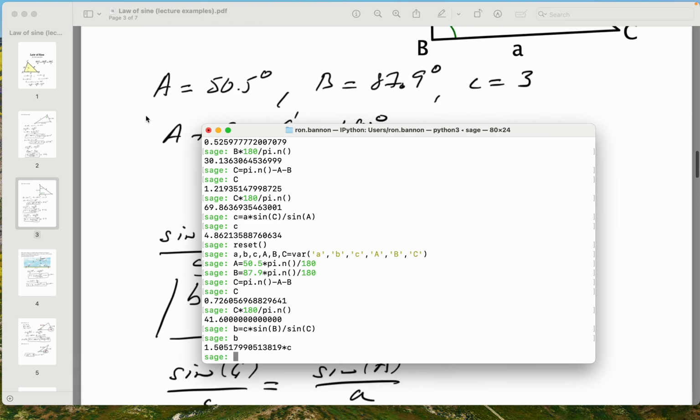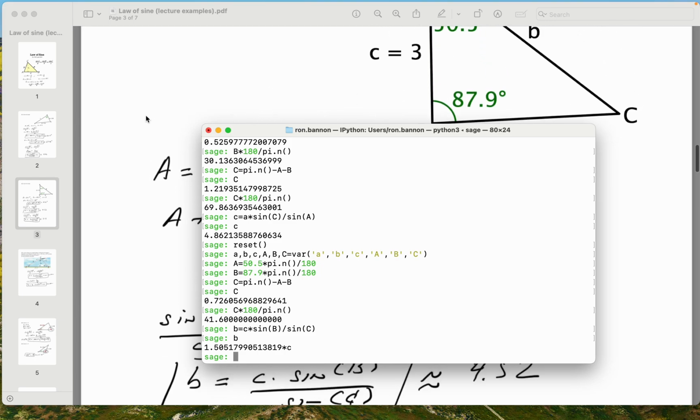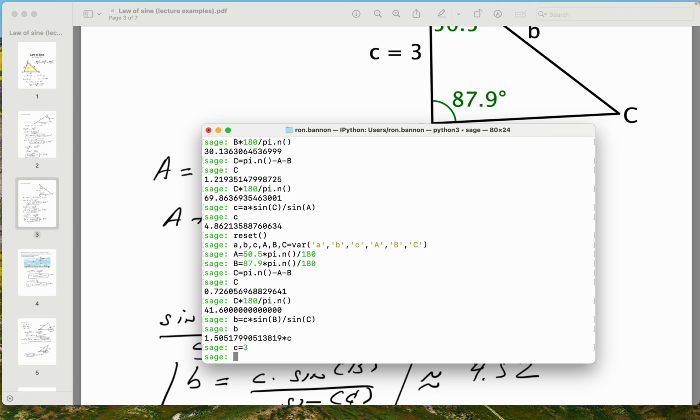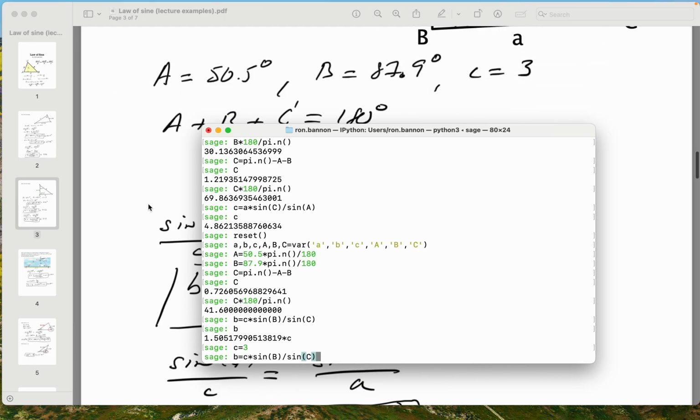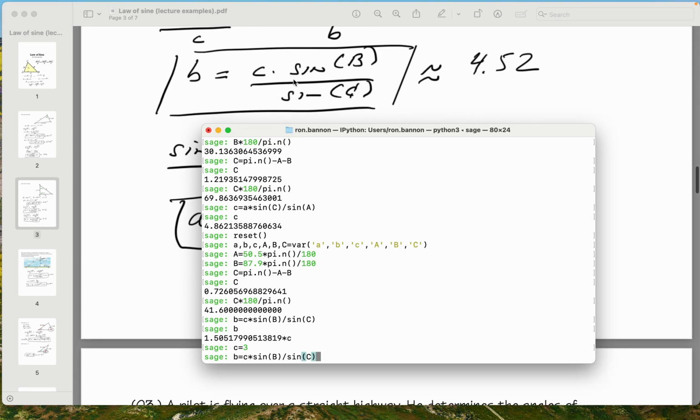I forgot to define C, and I understand I didn't do that. I just noticed it. So I have to assign C the value of 3. Let's go back. I'm going to retype that command in, which is going to be B equals 3. Let me make sure you know what I meant by that. I'm typing this in over here.